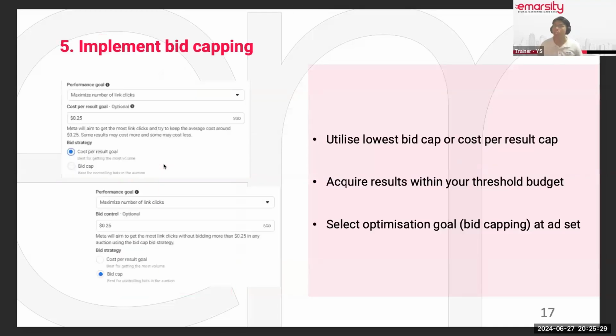Great question. Moving to bidding. Keep your questions coming. Moving on to bidding. For bidding, what this means is implement bid capping.